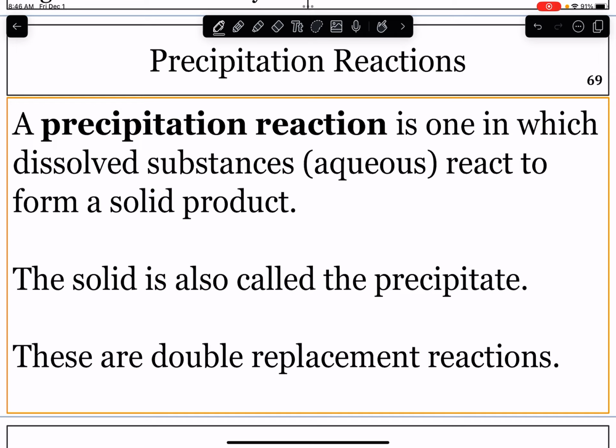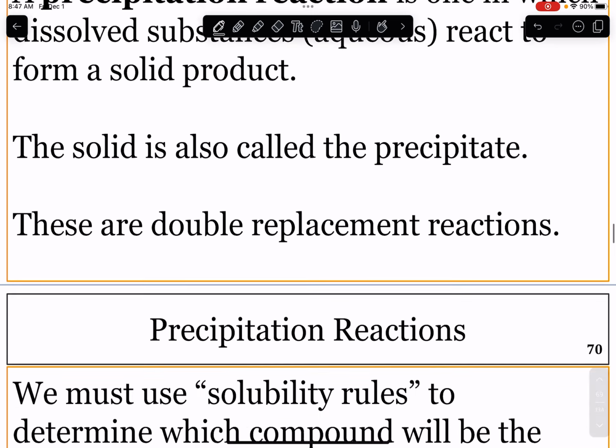What's happening is that an ion that's dissolved and aqueous in one of the beakers is more attracted to another ion in the other beaker than it is to water. So these two particles then stick together and they form the solid. Usually they sink to the bottom, and this is what is called the precipitate. Then the other ions that are left in the beaker are still aqueous and floating around in solution. And this is a double replacement reaction.